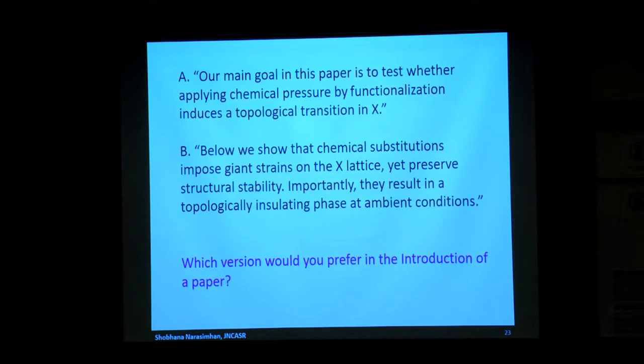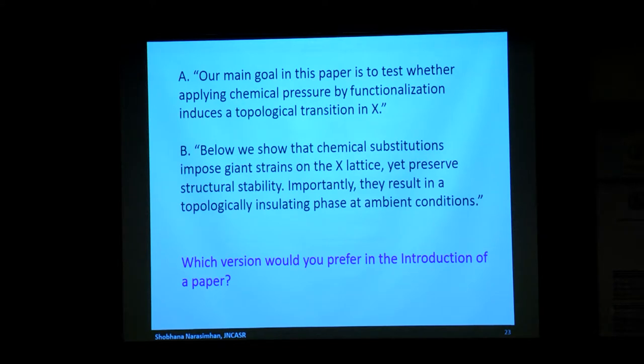But there's also, for example, here, this is two versions of a paper I wrote on topological insulators where we were trying to see whether we could make a topological insulator by taking a material and stretching it by applying chemical pressure. And in the first version, in the introduction, we wrote, our main goal in this paper is to test whether applying chemical pressure by functionalization induces a topological transition. And only at the end did we say we found it. At the end of the paper.